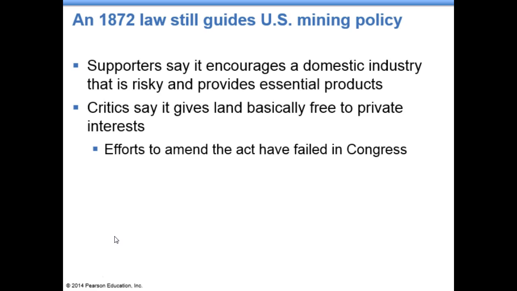So that's the supporters. The critics counter that the policies give valuable public resources away to private interests for nearly free, and usually these fall to land development schemes where condominiums are built. In 2007, the House of Representatives passed a bill that would largely end the patenting process and put the public lands off limits.